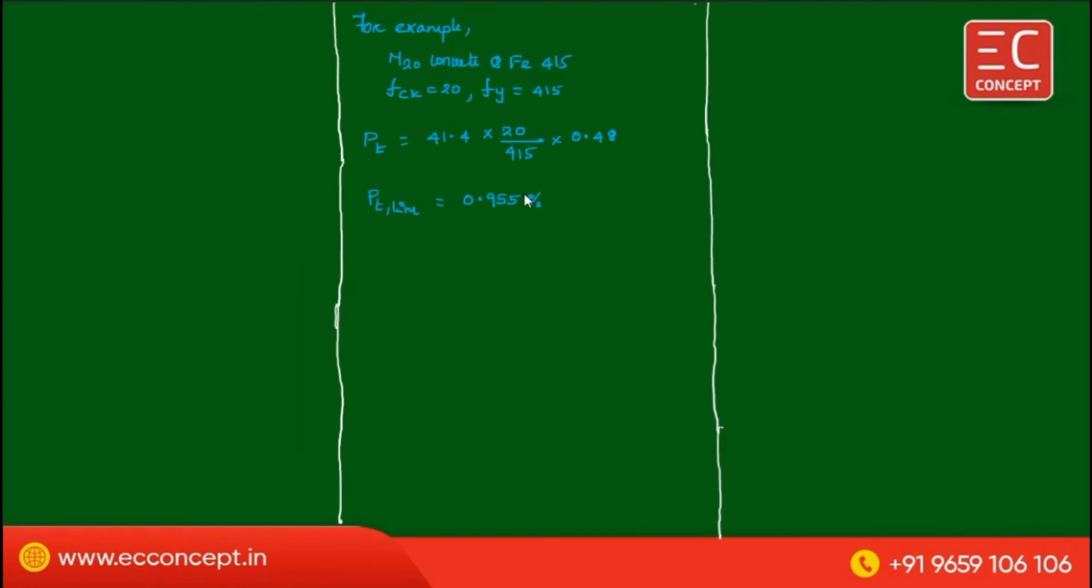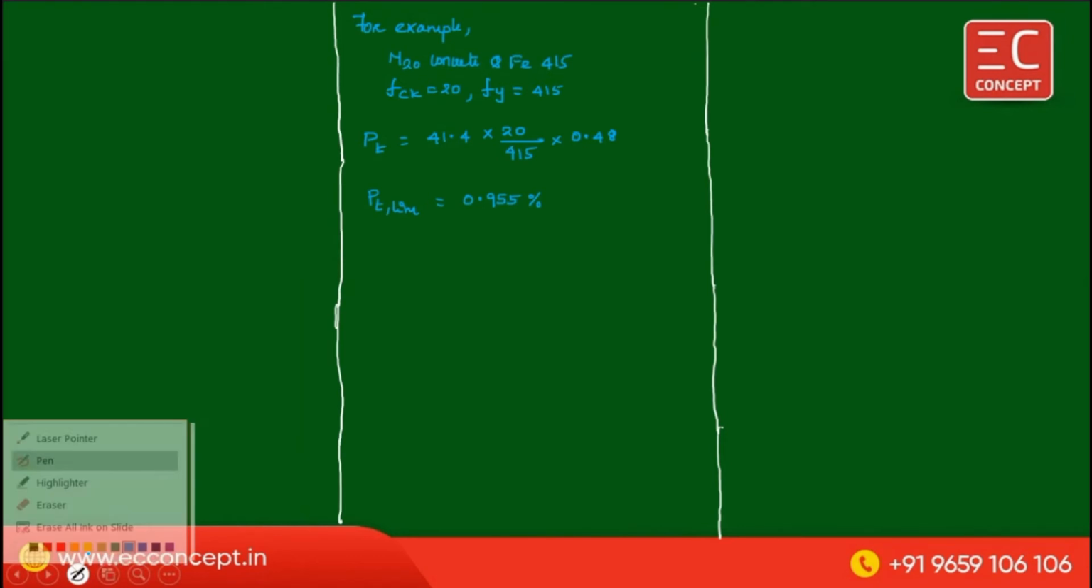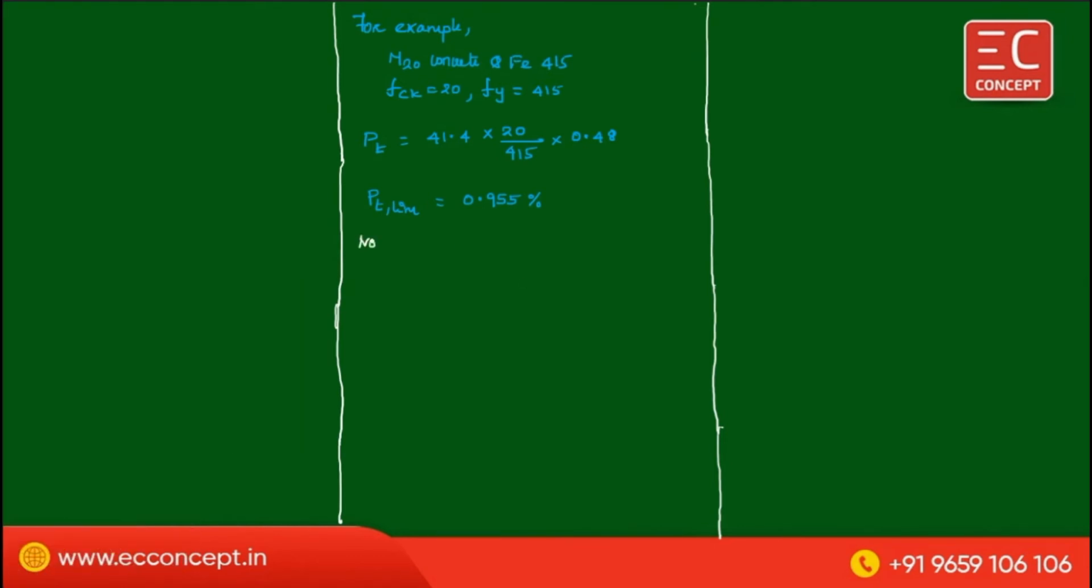Now from that, what do you understand? The same thing which we have done in the working stress method also. So we can write a note: PT limited in the working stress method for the same grade of concrete M20 and Fe415 steel is less than PT limited in the limit state method. There we get approximately 0.43%, but here it is 0.955%.